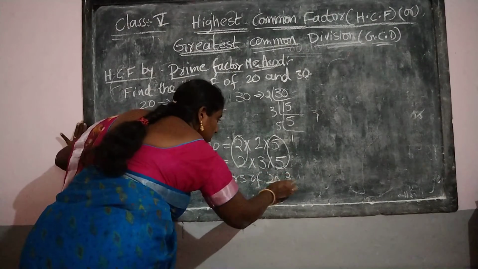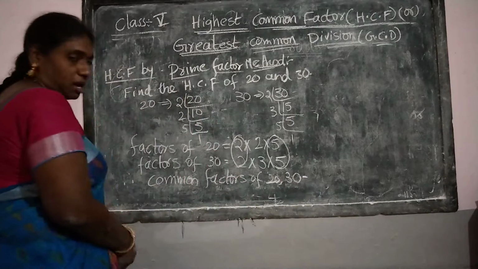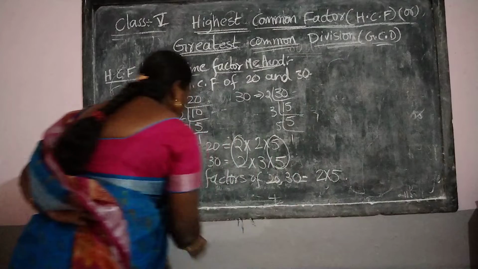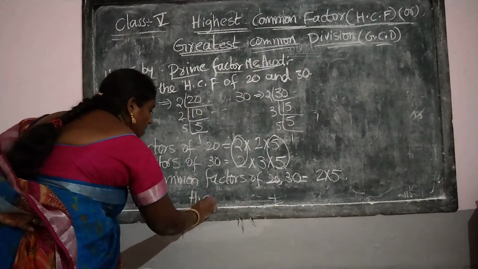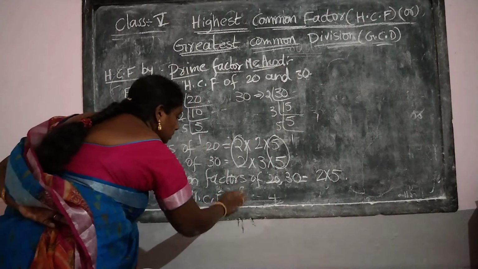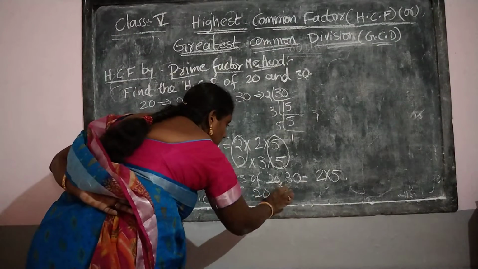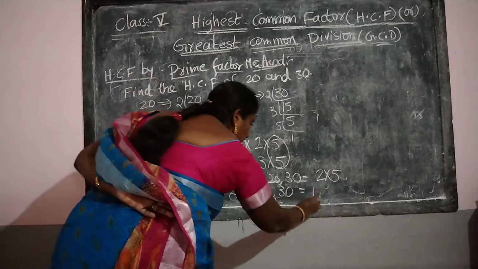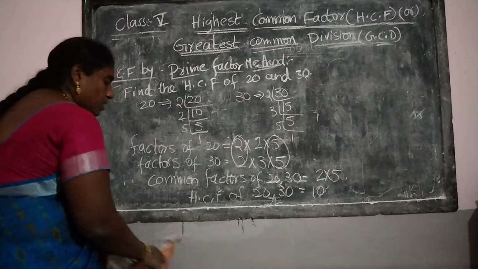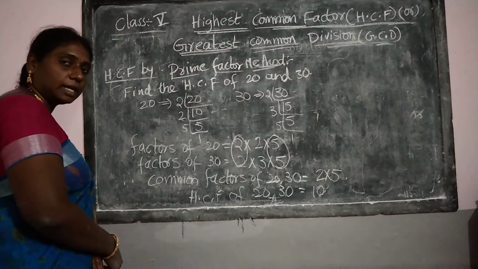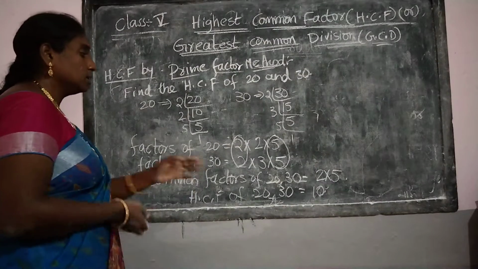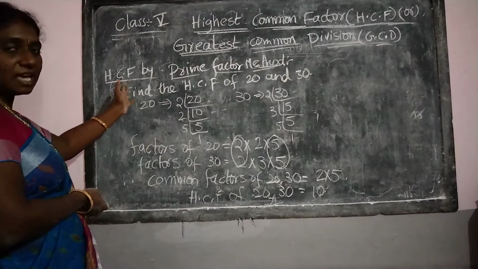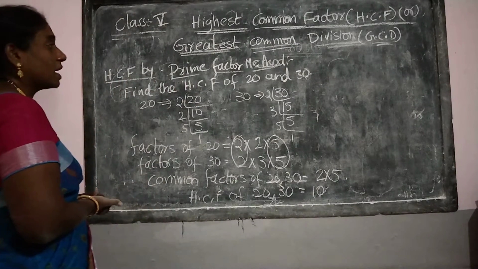Common factors of 20, 30 are 2 into 5. So the HCF, highest common factor of 20, 30, is 2 into 5, which is equal to 10. So the highest common factor of 20, 30 is 10. This is the process. Understood all of you? This is finding the HCF by the prime factor method.